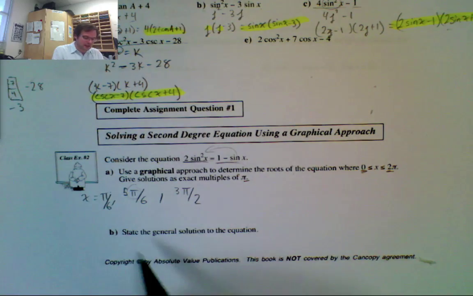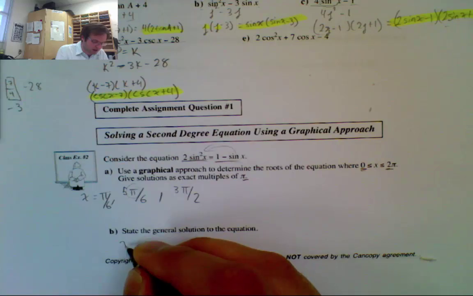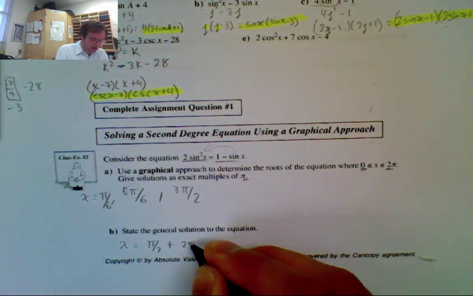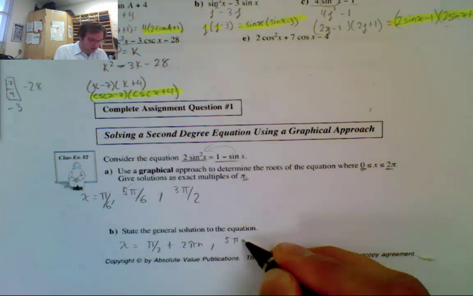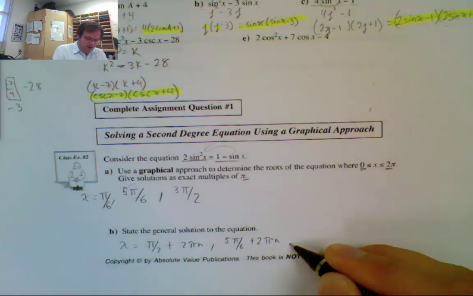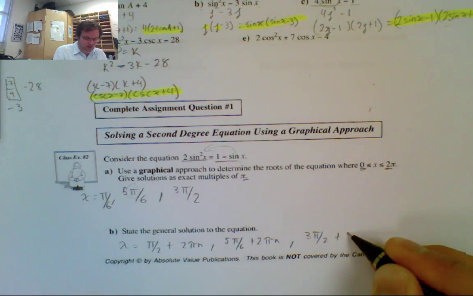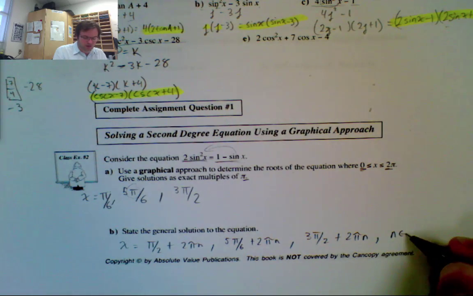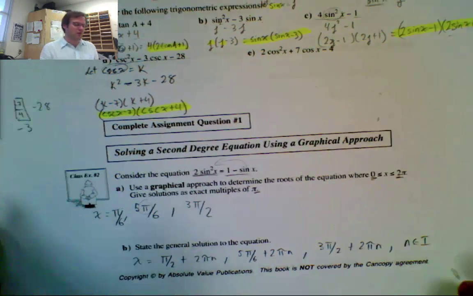Okay? And then it says state the general solution to the equation. So my general solution is where x is equal to pi over 6 plus 2 pi n. And then we're going to have 5 pi over 6 plus 2 pi n. And then my last one, which is 3 pi over 2 plus 2 pi n. And we want where n is an element of integers. Okay? So that's how we generally do that one there.